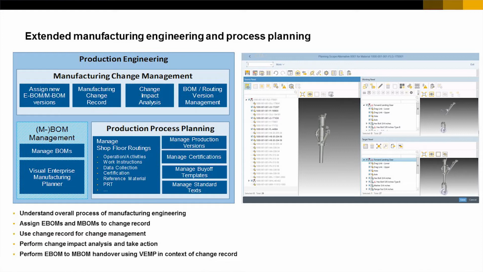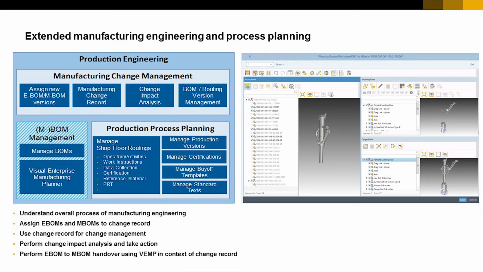We have managed change records to help you plan and orchestrate changes required for manufacturing engineering. We have managed unassigned engineering bill of materials that will give you an overview of the work list of new and updated engineering BOMs and help to assign the BOMs to relevant change records to implement the change management. Manage unassigned manufacturing bill of materials will show a work list of new or updated BOMs and help assign these BOMs to change records to implement the change management.